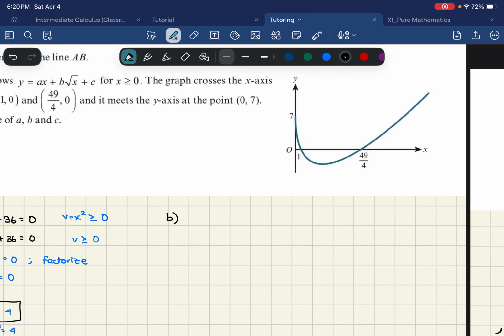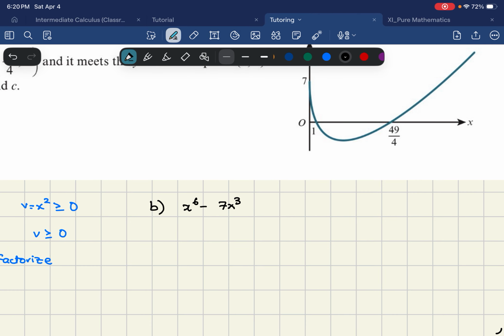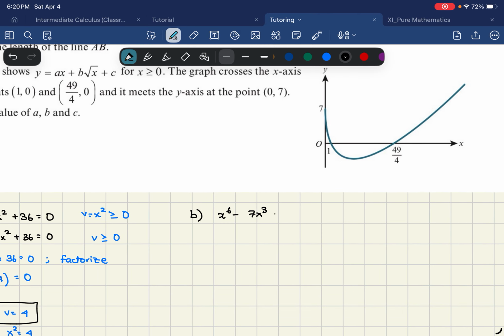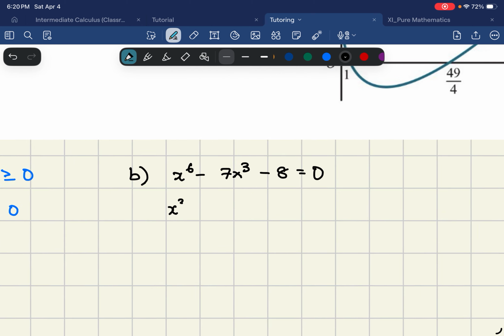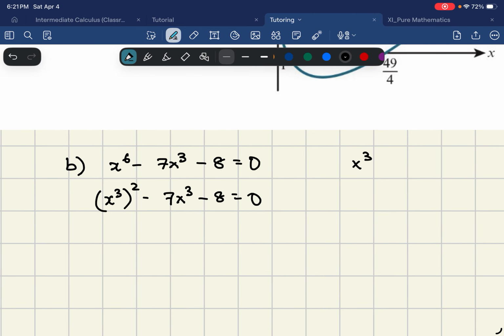So part B tells me I have x to the power 6 minus 7x cubed minus 8 is equal to 0. How do we solve this? Well, I know that x^6 is just (x^3) squared, minus 7x cubed, right? x to the power 3 raised to the power 2 is x to the power 6. So I'm going to say x to the power 3 is equal to v.